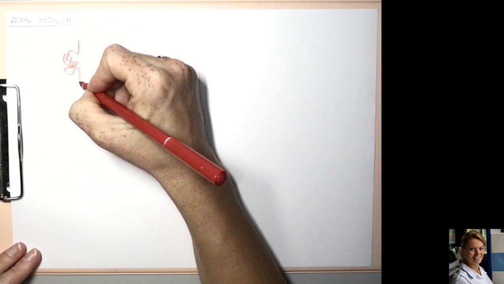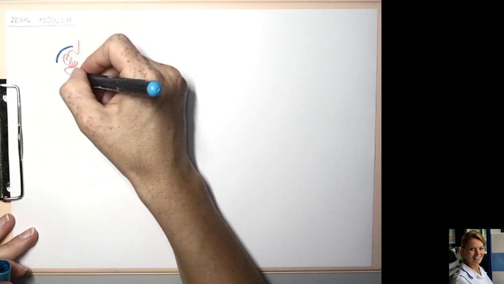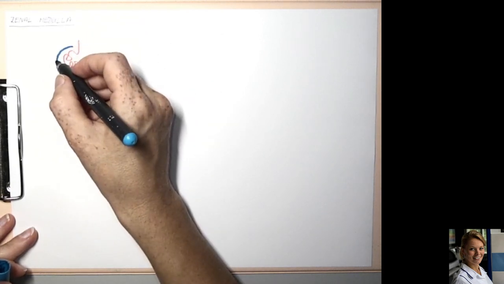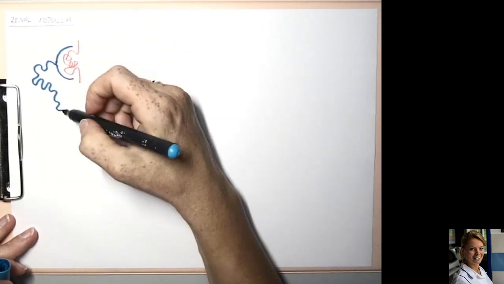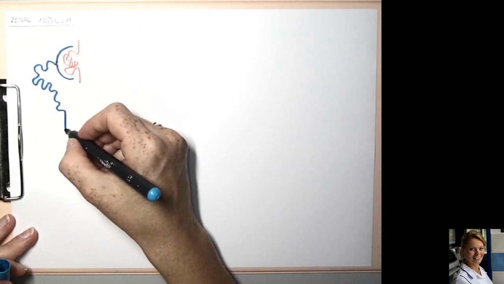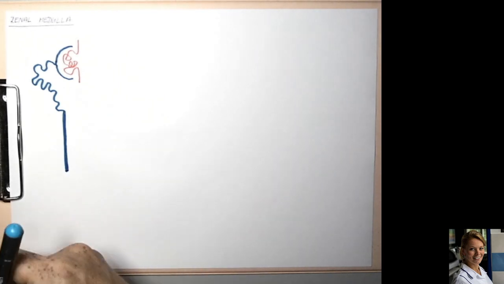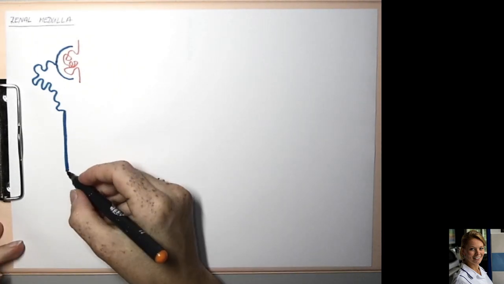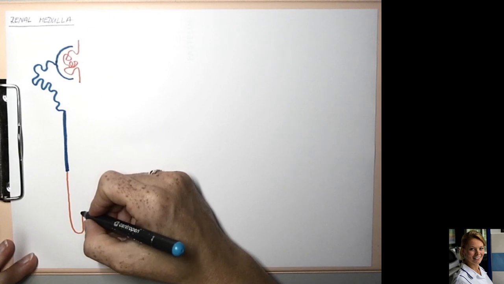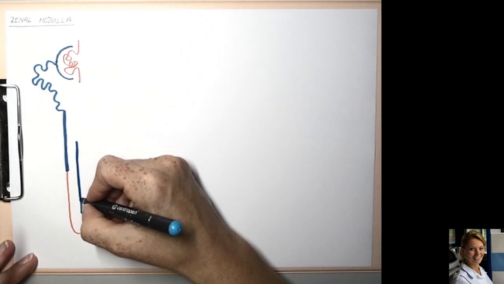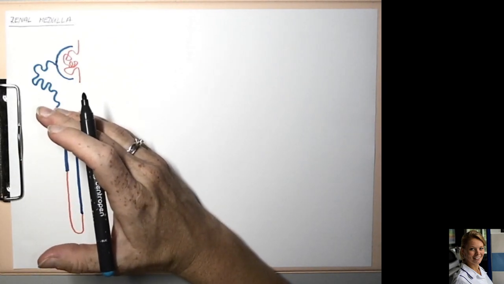glomerulus and efferent arteriole. The glomerulus is surrounded by Bowman's capsule, which continues into the convoluted part of proximal tubule, and the next part is straight part of proximal tubule, intermediate tubule, and straight part of distal tubule. This part of nephron is called loop of Henle.